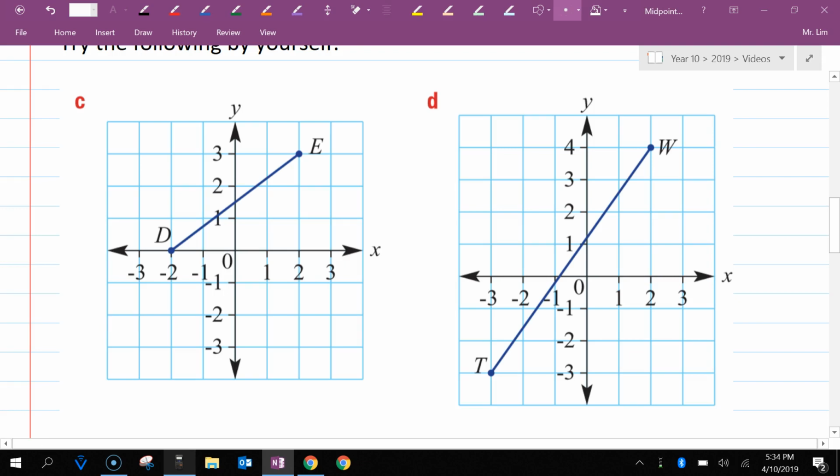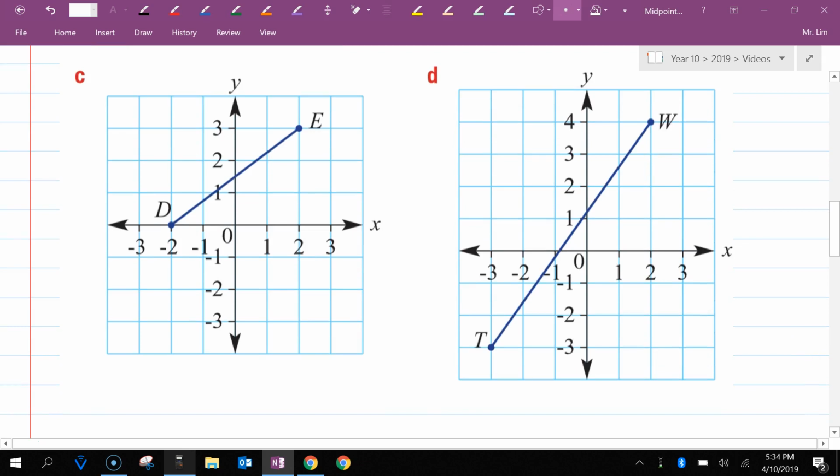Okay, so let's have a look at C. Like I said, all we need to do is draw a right angle triangle. I see that the rise is 3, the run is 4. I'm going to pick one of these two sides. Half of 4 is 2. 1, 2, so I'm just going to go all the way up.